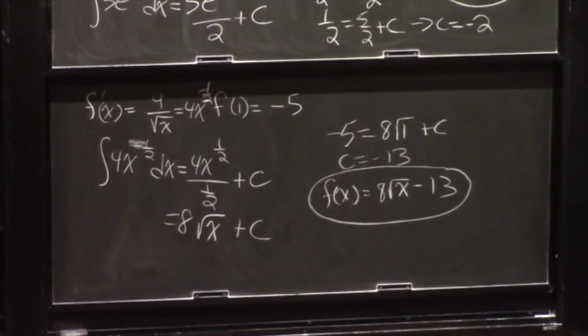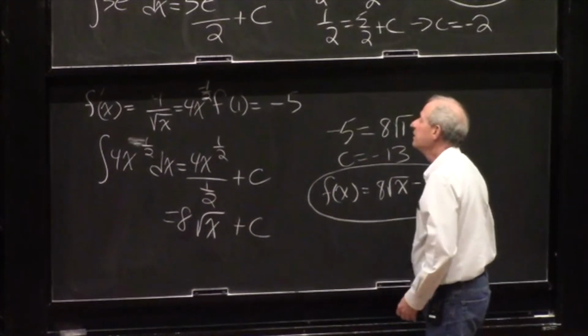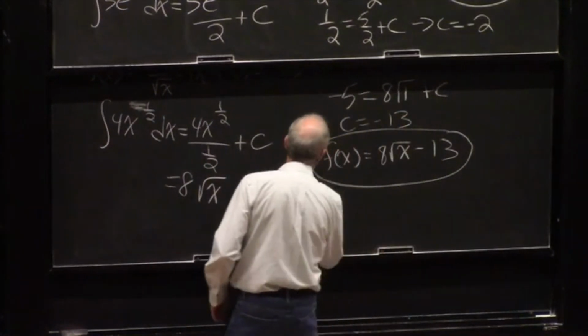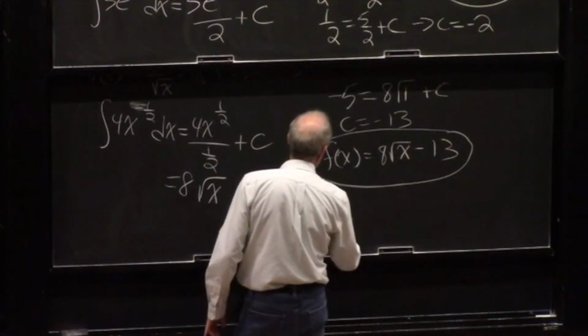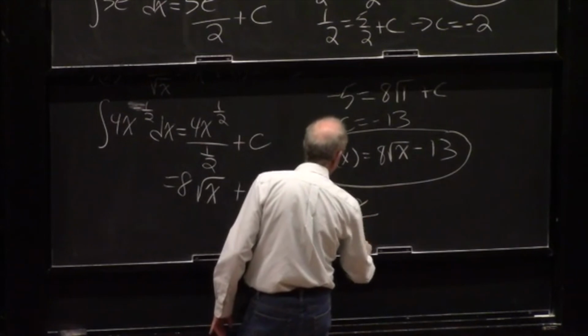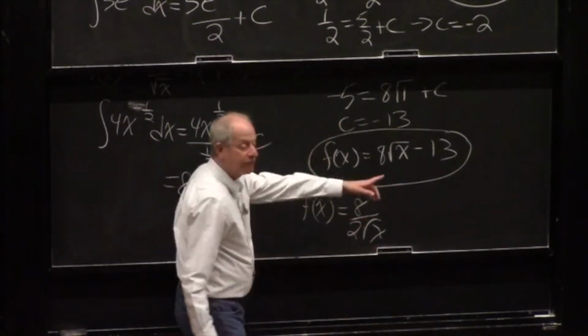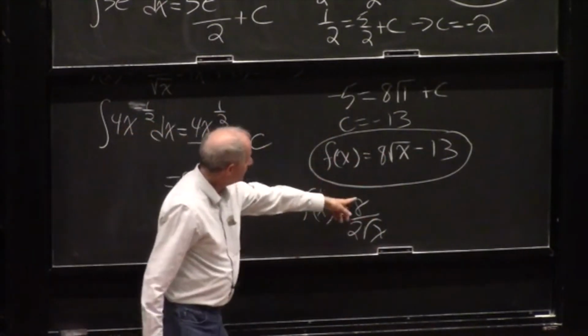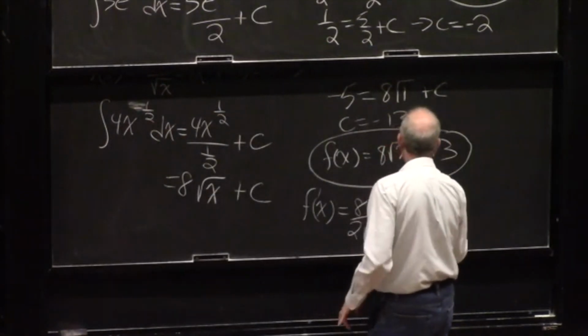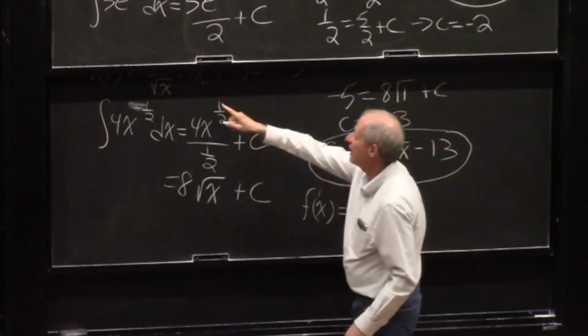Let's check that. Let's take the derivative of that. Well, what would the derivative be? It would be 8 over 2 root x. The derivative of negative 13 is 0. And 8 over 2 is 4. So you get 4 over the square root of x, which is exactly what we had.